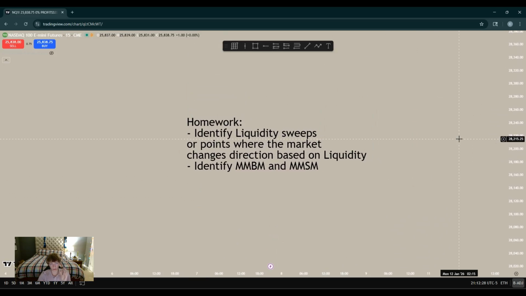So it's homework time. What do I want you to do? Identify liquidity sweeps, or points where the market changes direction based on liquidity. Identify market maker buy models and market maker sell models, and understand the two types of liquidity, external and internal. I want you to identify 10 examples of liquidity sweeps and journal them as well. So you can find 5 market maker buy models and 5 market maker sell models.